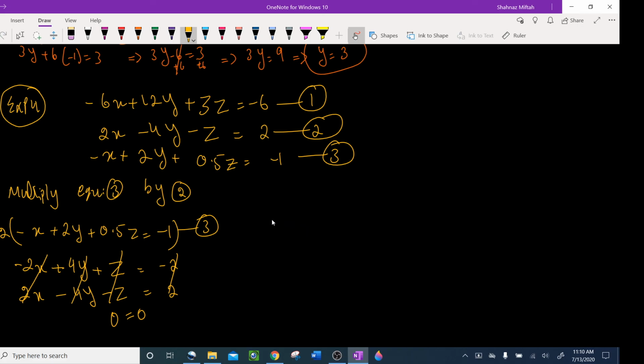If you want, I can pick equation 1 and equation 2, and I can multiply by 3, and I'm going to get the same thing. If I multiply this by 3, I'm getting 6, and 3 times 4 is 12, and 3 times 1 is 3. So again, they cancel out. I'm getting 0 equals 0. So it means all these equations are going to have infinite solutions.